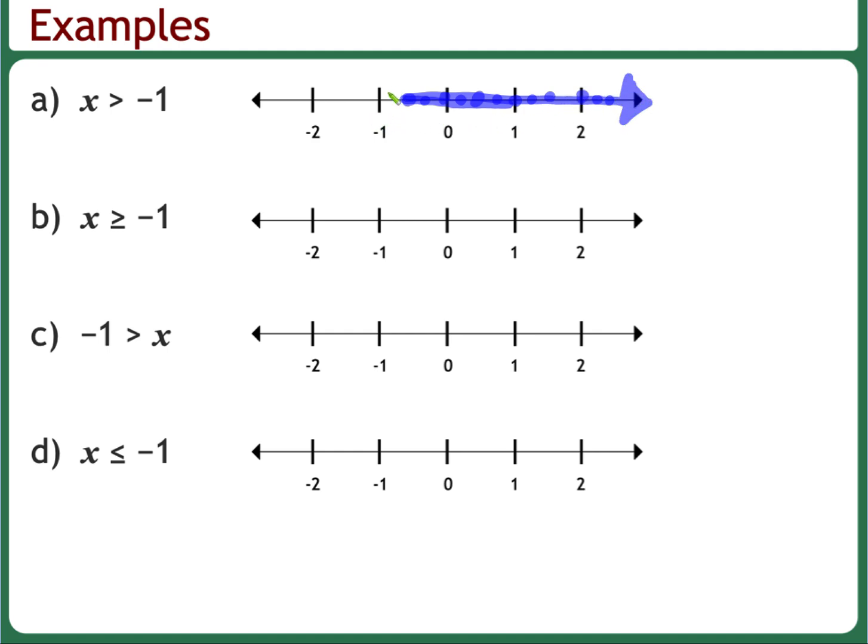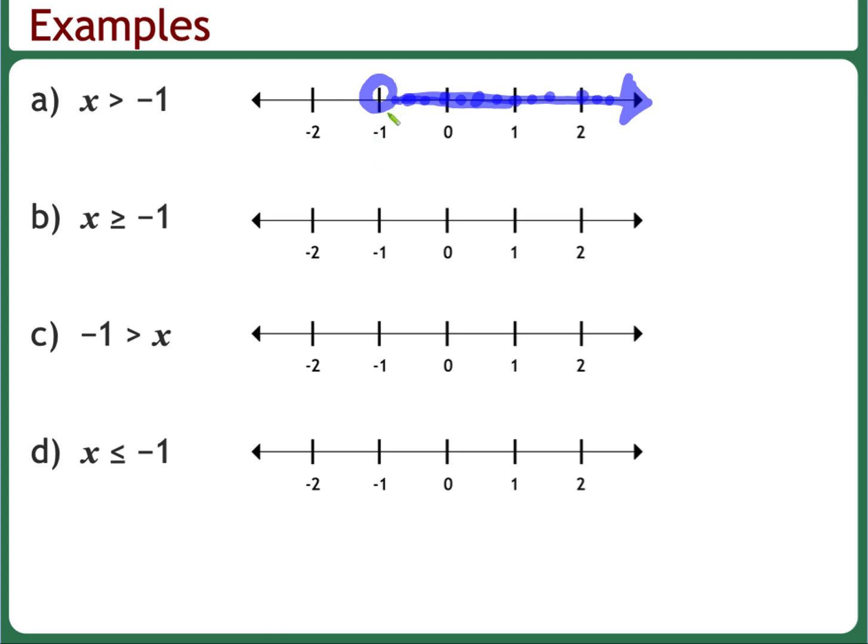Now we have to decide what to do with the -1 here. So is -1 greater than -1? Since -1 is not greater than -1, it's equal to, we can't put a closed circle there because it's not true. So when we're graphing inequalities, we will have an open circle at -1.